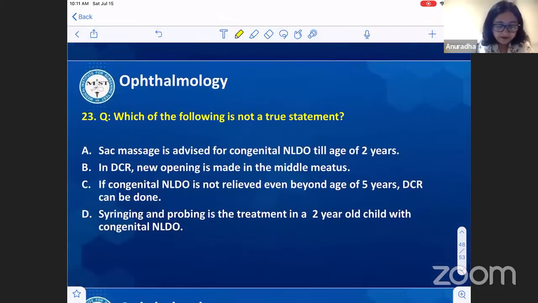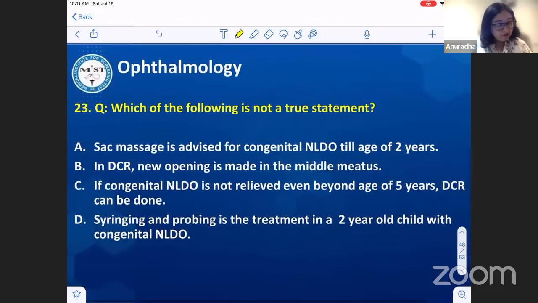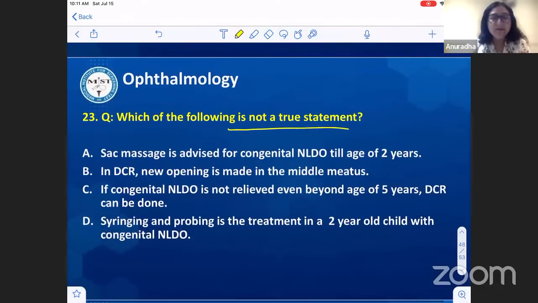Perfect. Moving on to the next question. Which of the following is not a true statement? When this kind of question comes, always see whether they are asking you to mark a true statement or a false statement. So let's start from the bottom.